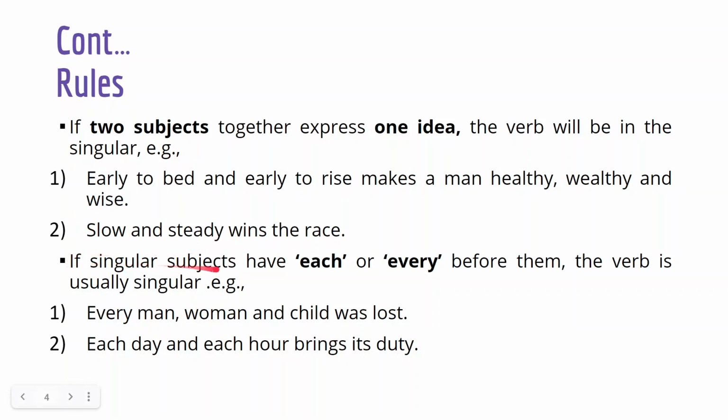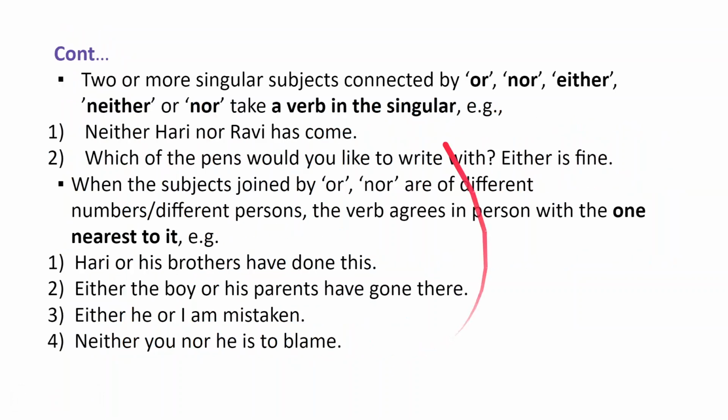Next, if singular subjects have each and every before them, the verb is usually singular. For example, every man, woman and child was lost. Each day and each hour brings its duty. Two or more singular subjects connected by or, nor, either, neither, nor take a verb in the singular. For example, neither Hari nor Ravi has come.